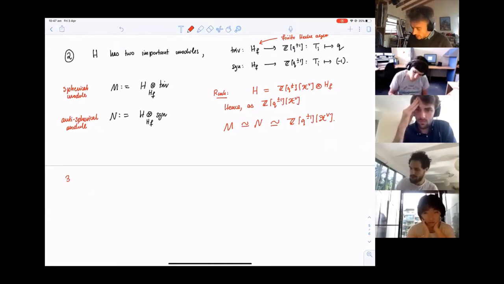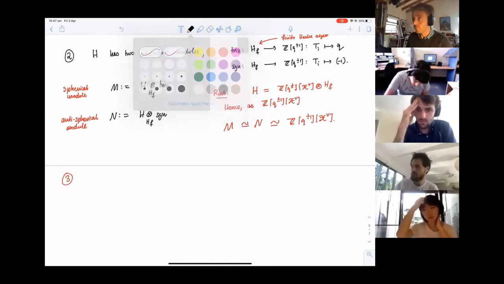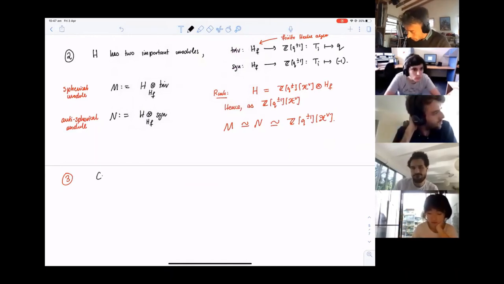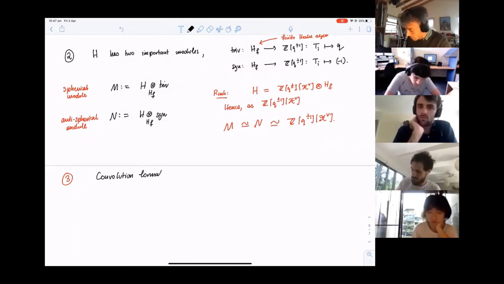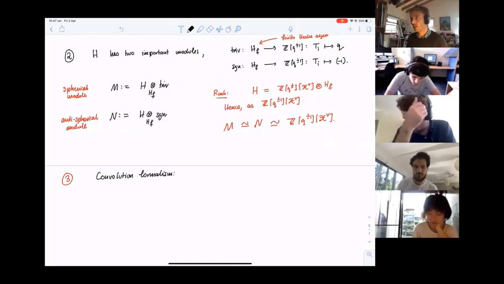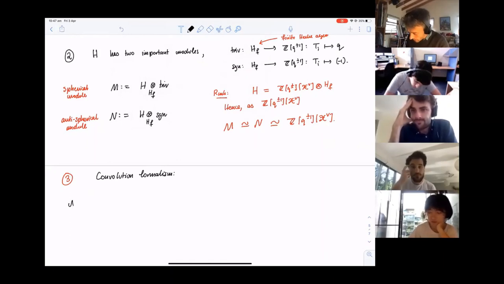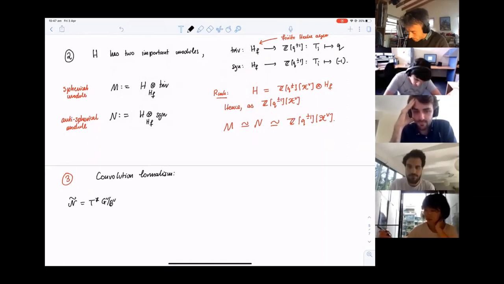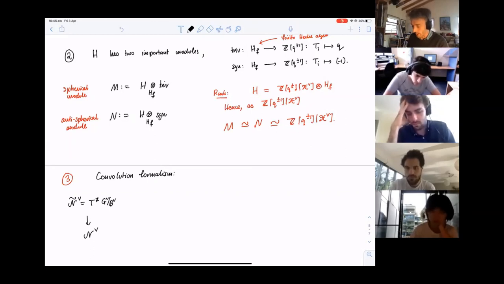And step three is the convolution formalism. So remember that we had this Springer resolution of the nilpotent cone, and basically any G-check invariant closed subvariety inside here leads to a module over the convolution algebra of this.